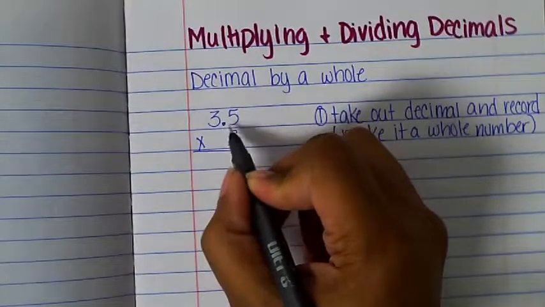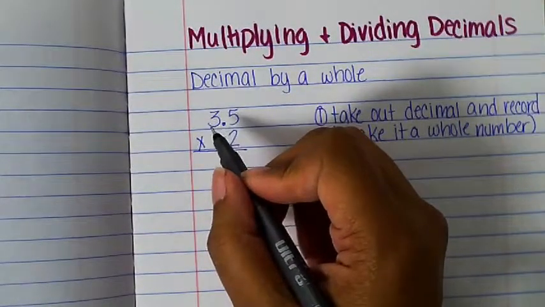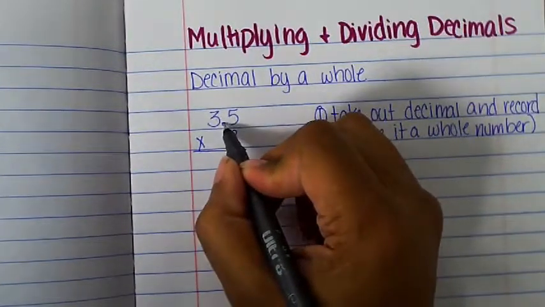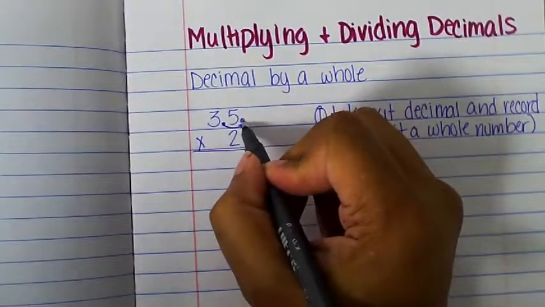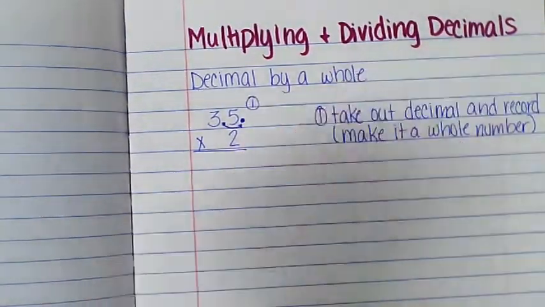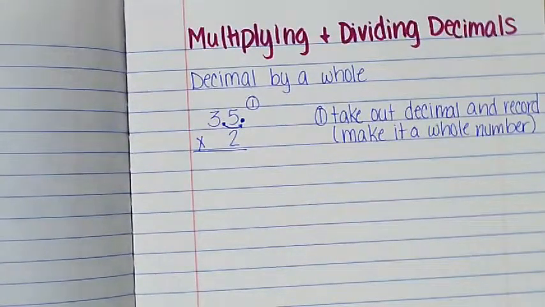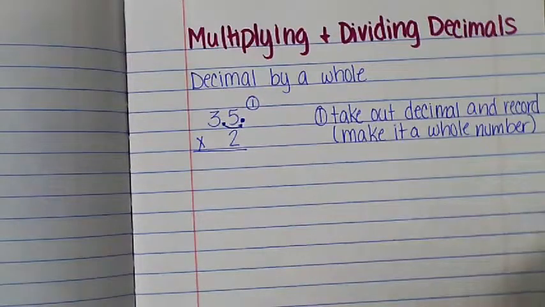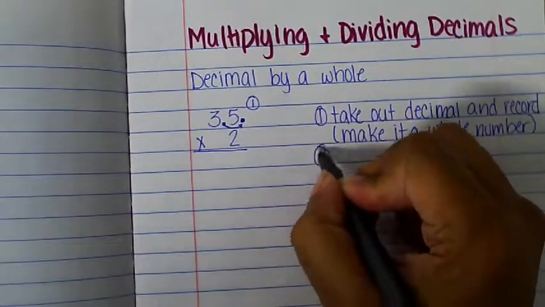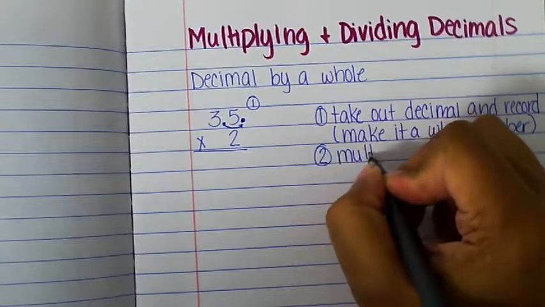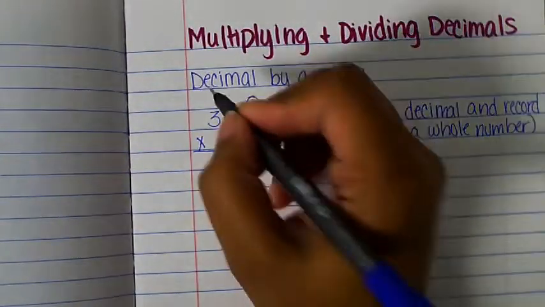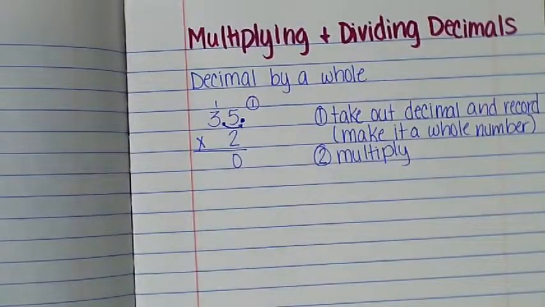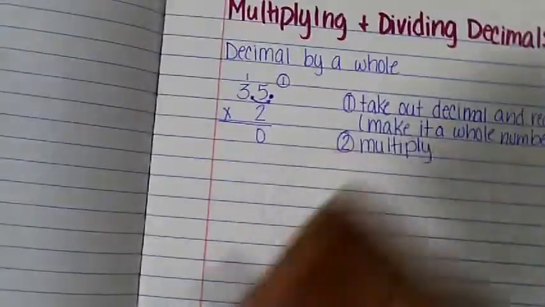To make this a whole number, which way do I move my decimal? Left or right? Right. How many times? Once. All right, so I put my decimal here, and I record that I moved it one time. Step 2, multiply. Two times 5, 10. 2 times 3, 6. Plus 1, 7.